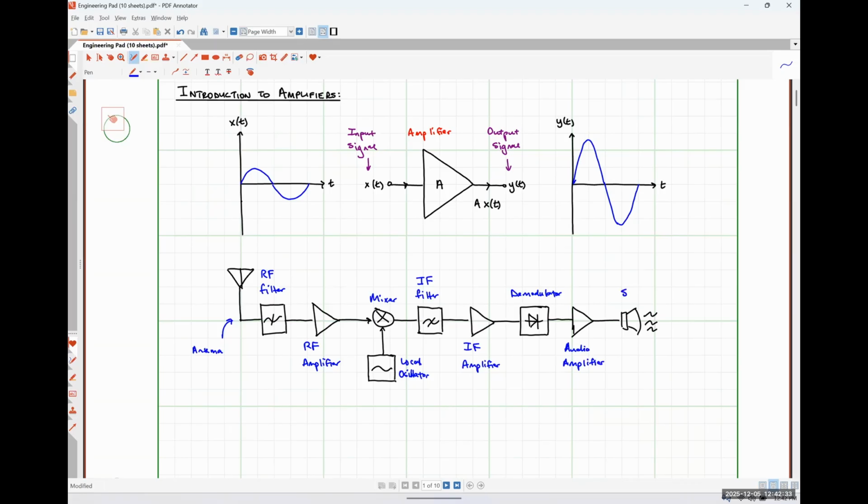And lastly, our speaker. So why are so many different amplifiers and filter stages needed for this? Okay, let me ask you guys a question. What is the frequency or frequency range associated with human speech? Does anybody know? The lowest thing that we can hear is on the order of 15 hertz, and the highest frequency that we can hear is on the order of 20 kilohertz.